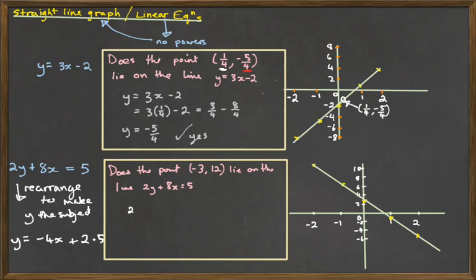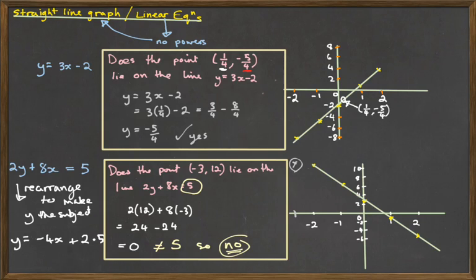So if I do put y as 12 and x is minus 3 in, well, what is that? That's 24, take away 24. And that gives an answer of 0, but I wanted the answer to be 5, and this isn't 5. So it doesn't lie on the line. So no, it's not on the line. Okay? The equation doesn't generate the point minus 3, 12, so it can't lie on the line. And in fact the point is there, which is just below the line, it's not on the line.